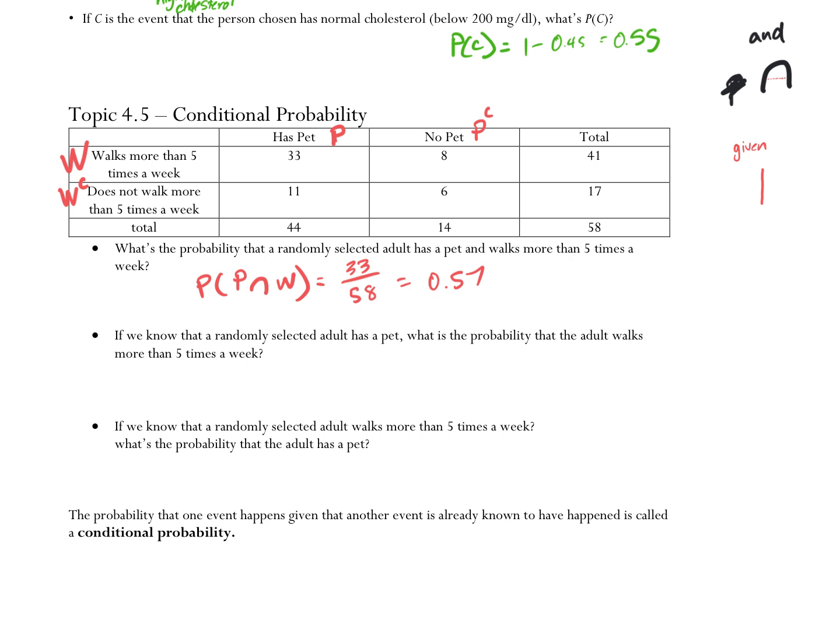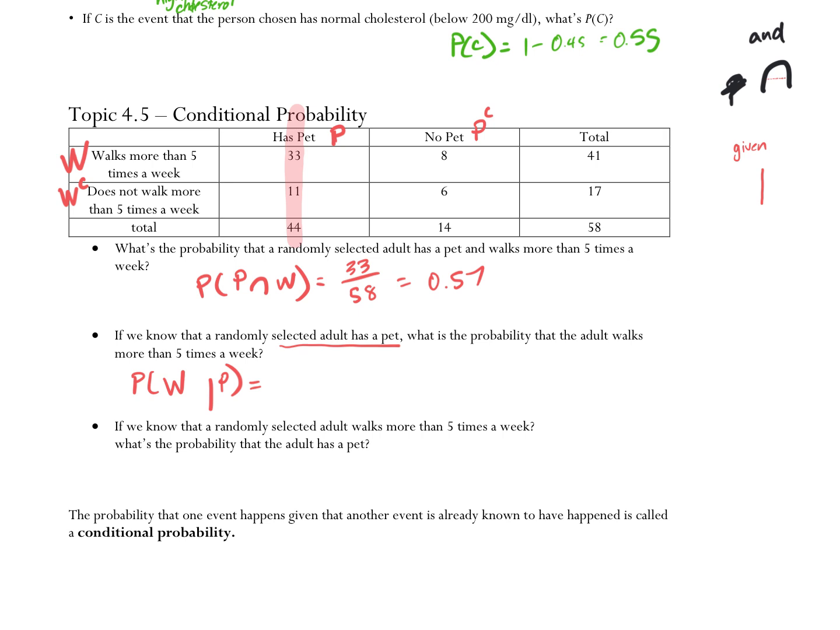All right. If we know that a randomly selected adult has a pet, so we're given that they have a pet, you guys see where that vertical line comes in? We want to find the probability of walking given that they have a pet. And this is the notation we use for this. So if I'm given that this person has a pet, are you guys with me? I know we're only talking about this column. Everybody else doesn't matter now because everybody else doesn't have a pet.